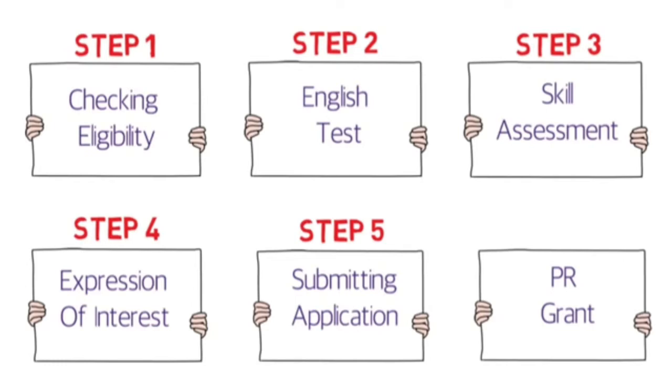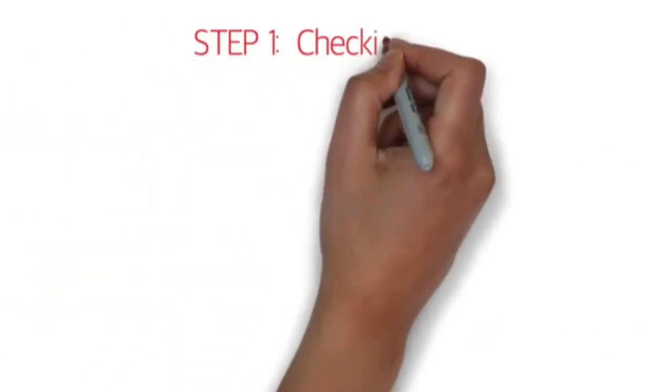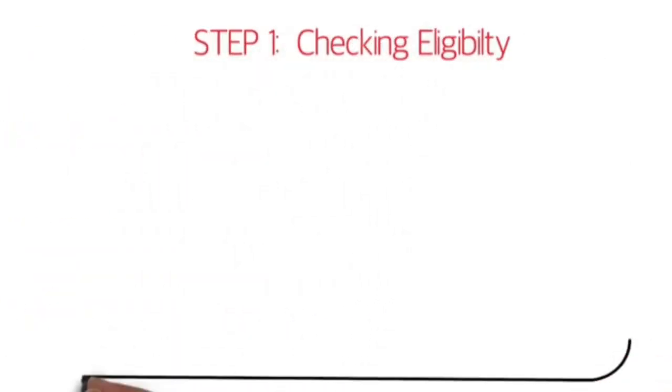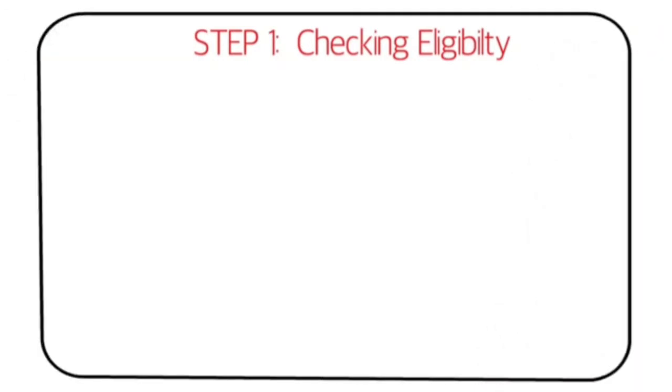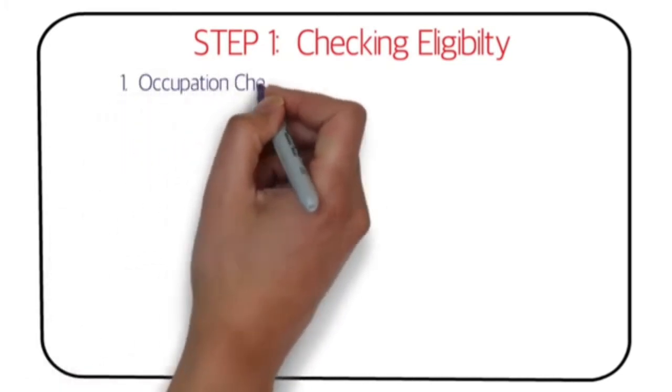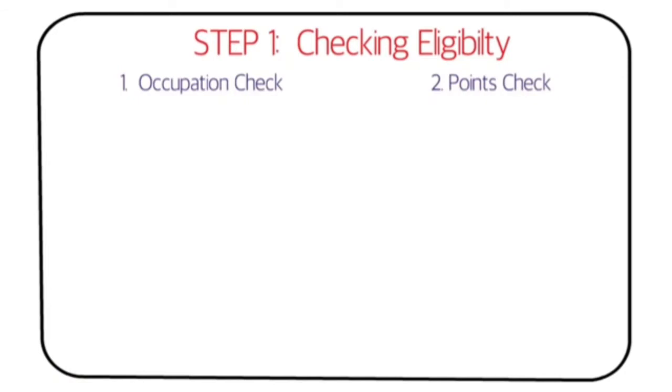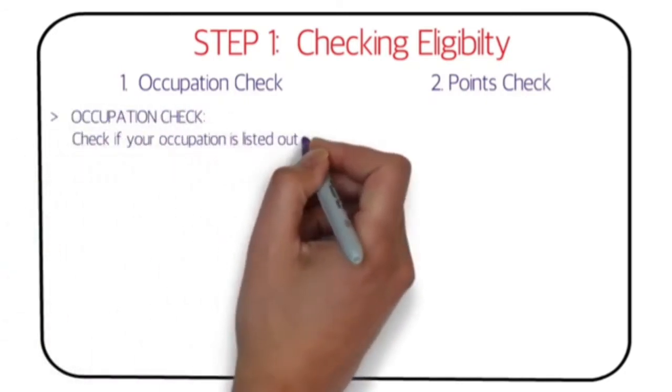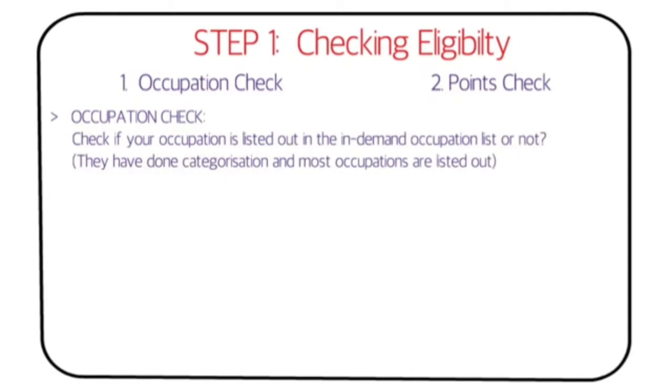Okay, now let's discuss all of these in detail. Step 1 is eligibility check. Checking your eligibility is the first and foremost thing you should do, and you can do it online. There are 2 steps in it, and the first is occupation check. You have to check if your occupation is listed in the in-demand occupation list or not. They've done the categorization and most of the occupations are listed, so you don't have to worry, your occupation will be there.